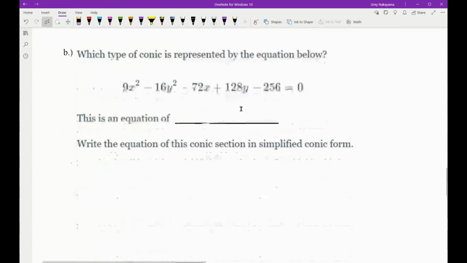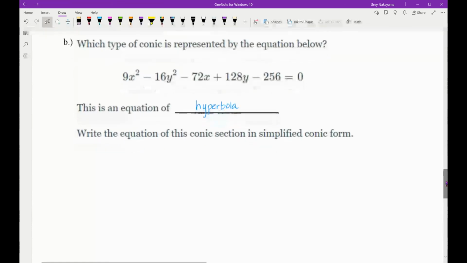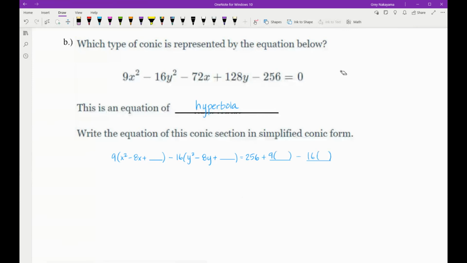Okay, one last one. What type of conic is represented by the equation below? So you're looking at it. Again, I got 2 squared variables, and I have a minus sign. So it is a hyperbola. And again, I chose to do this example because this one often trips people up when you're trying to complete the square. So when I set this up, y'all, we're going to put our x's together. We're going to put our y's together, and we're going to take the constant to the other side. So it's going to look like that when I set it up.